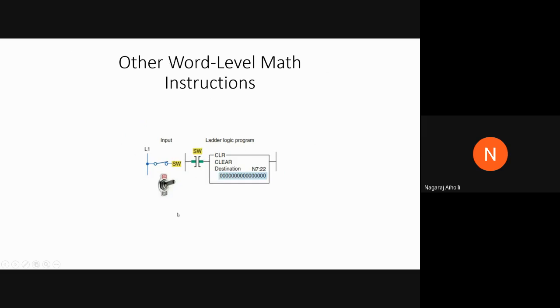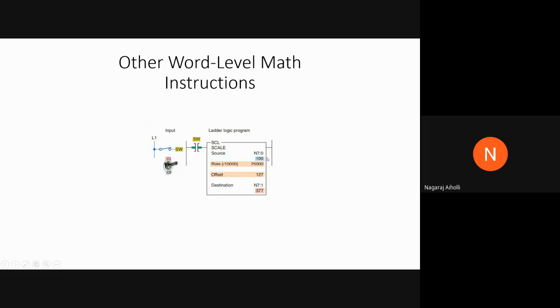Then the clear instruction. Clear, as the name itself indicates, is meant to clear the value. When the switch is closed, the rung becomes true. The clear instruction will clear the value. Whatever value is stored in the destination will be cleared. That means it will become completely 0. Following.